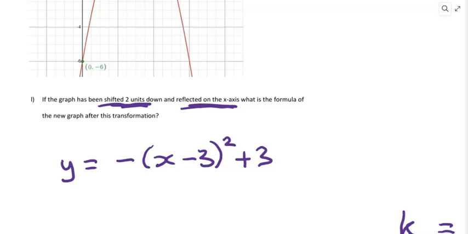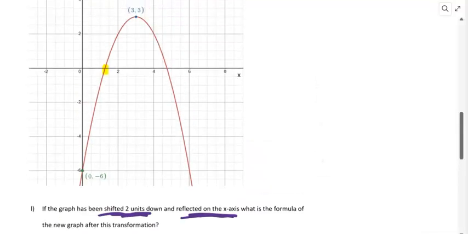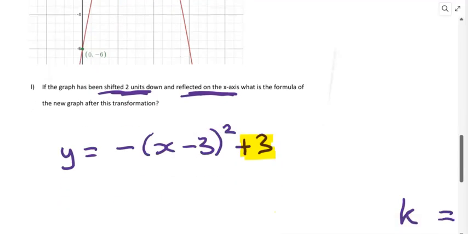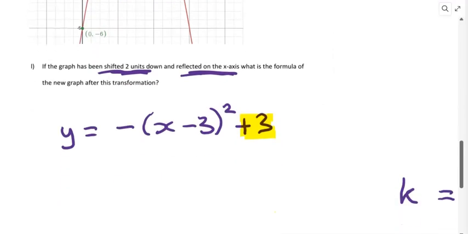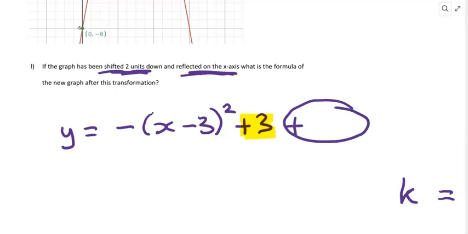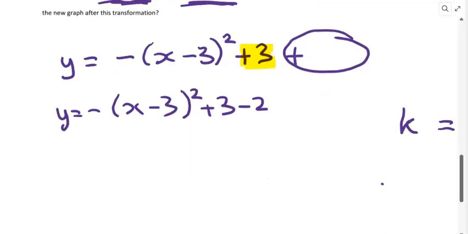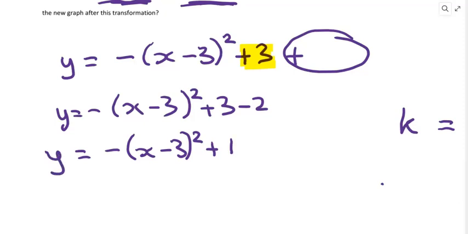Remember that to do a vertical shift with any function is very easy. We've got plus 3 on the end already. And to move it up or down, we're just going to put a plus or a minus something on the end again. So to move it 2 units down, we take what we started with and we move it down 2 like that. So that gets me the new equation of it shifted down.